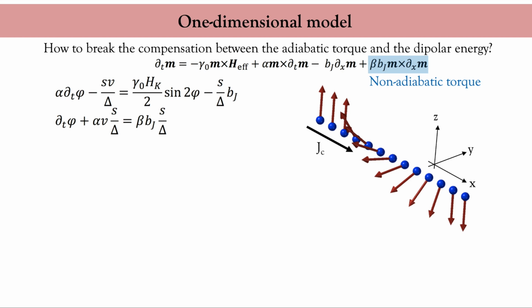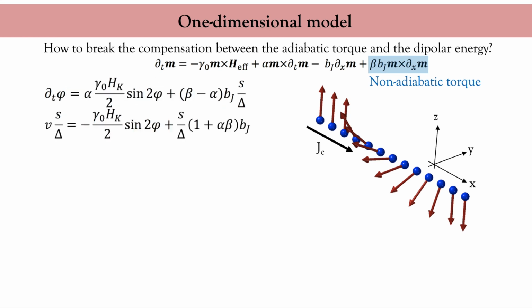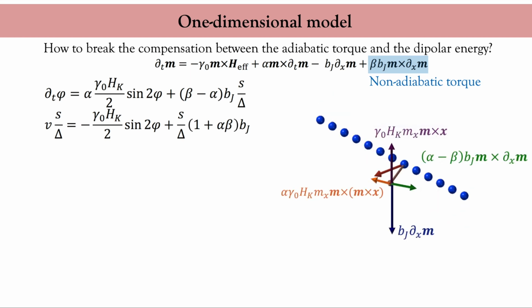The non-adiabatic torque enters here. I now reorganize these two equations to obtain an explicit expression of the velocity and of the equation of motion of the azimuthal angle. I proceed to the same analysis as in the previous slide, but accounting for the non-adiabatic torque, and I get this picture. You see that now the non-adiabatic torque competes with the adiabatic damping. As a consequence, I obtain two distinct regimes.